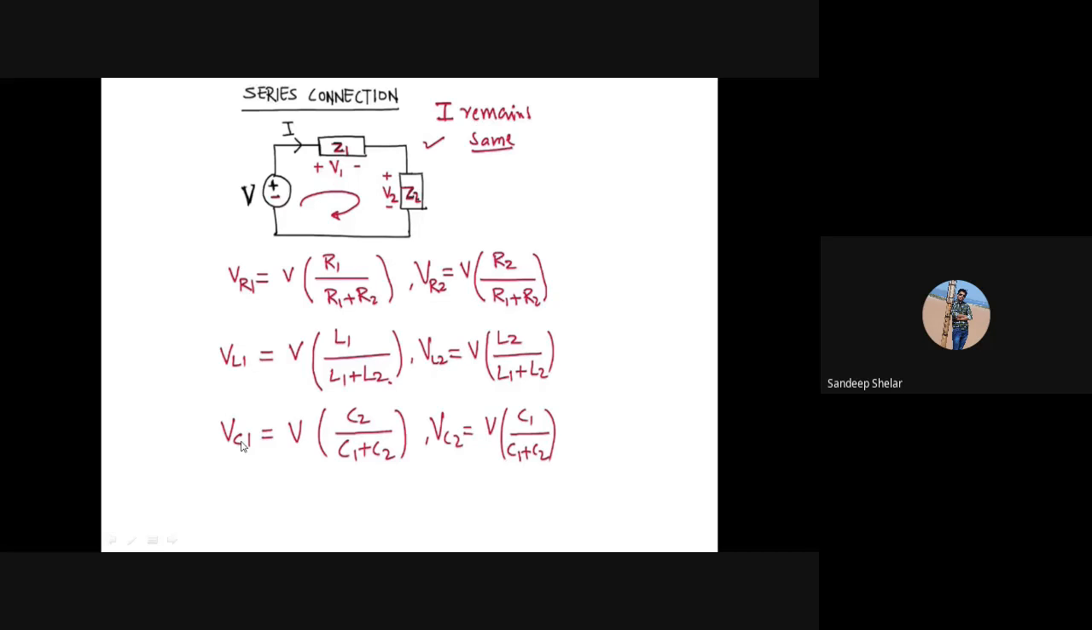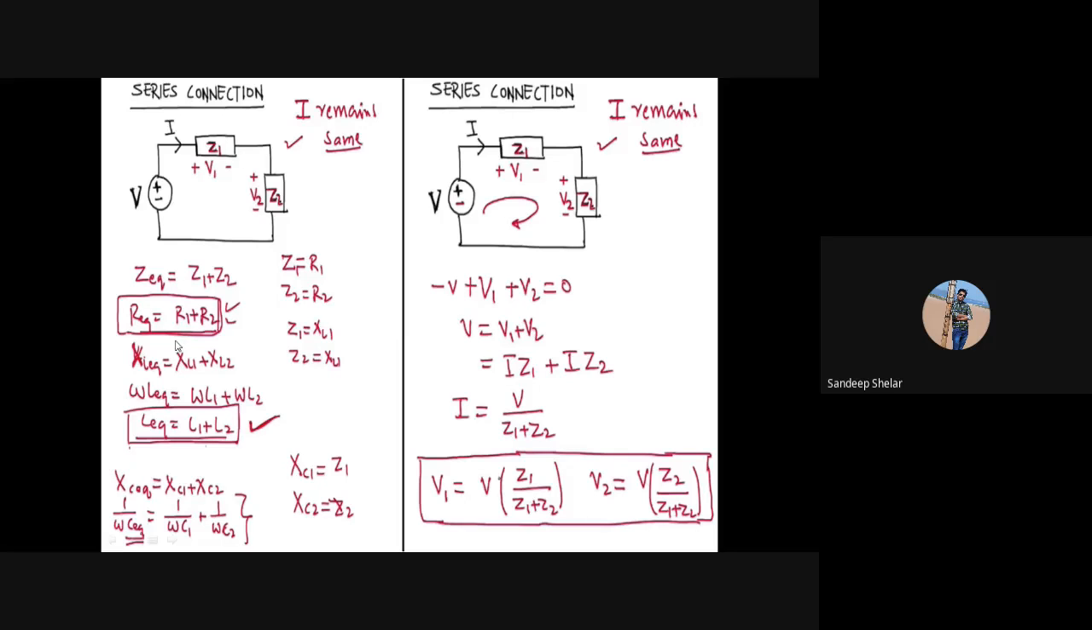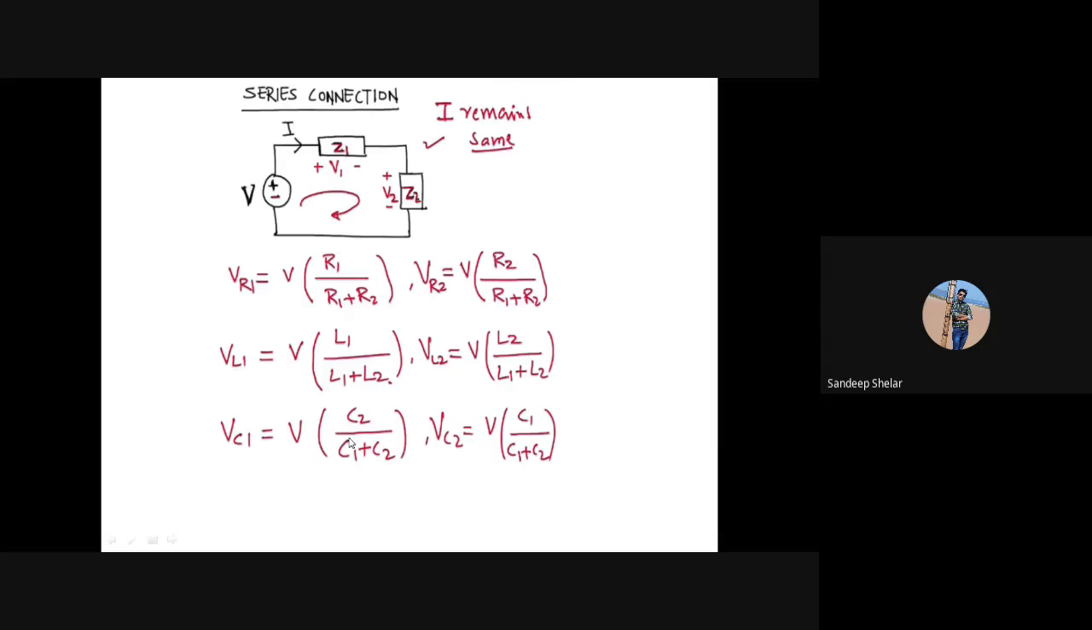Then also find out for the capacitor, that is put Z1 is equal to C1 and Z2 is equal to C2. Then voltage across capacitor VC1 is equal to V into bracket C2 upon C1 plus C2, in which the capacitive reactance is reciprocal, that is X is equal to 1 upon 2 pi FC. Then we have taken C2 upon C1 plus C2. This is the voltage across capacitor C1. Then VC2 is equal to V into bracket C1 upon C1 plus C2. Okay, this is the concept of series connection based on the impedance, Kirchhoff voltage law and voltage across impedance.